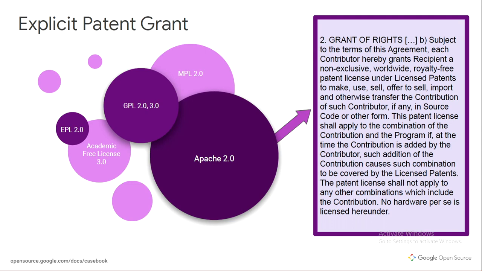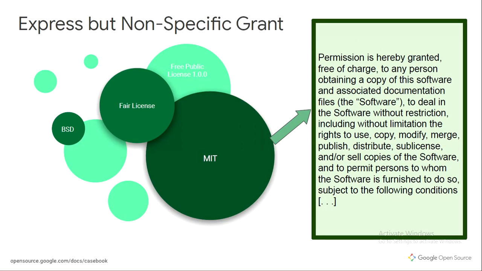But in the spirit of open source, the community has also come to find some licenses that don't expressly mention patents to also give you an implicit patent right. So if you think about the MIT license, it's super short, but it does give you the permission to use, copy, modify.